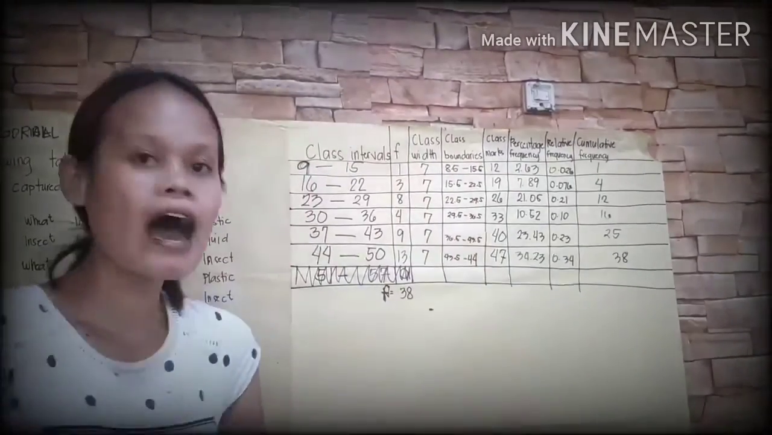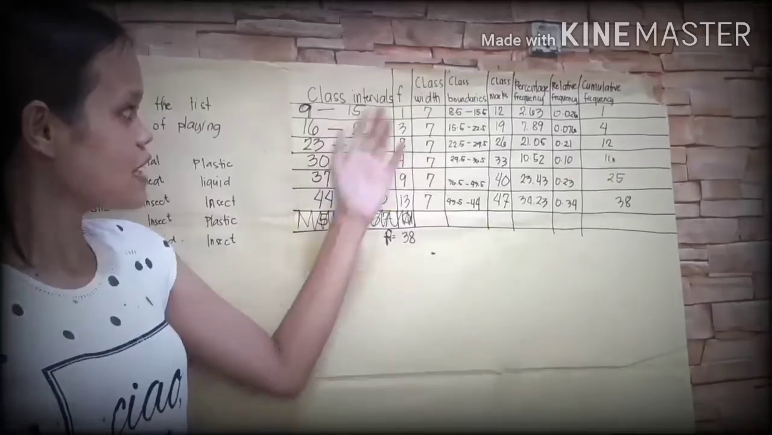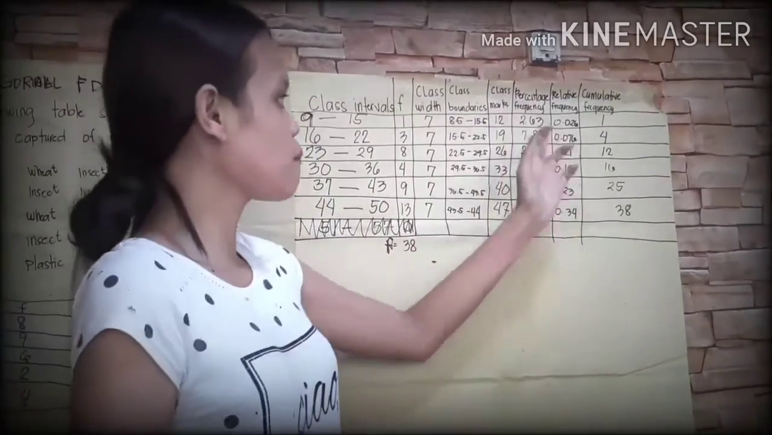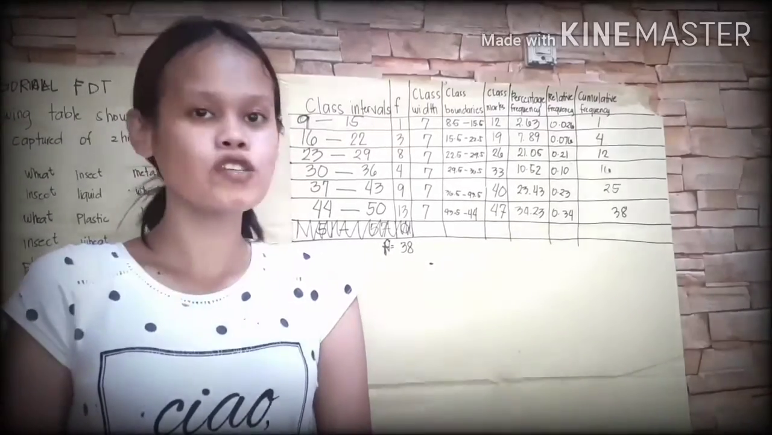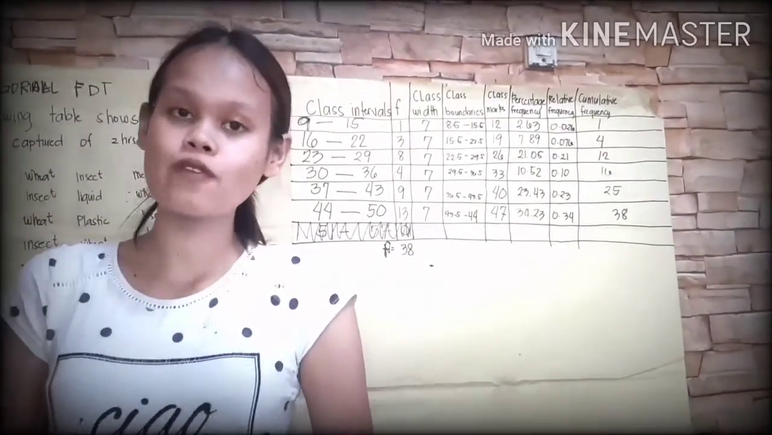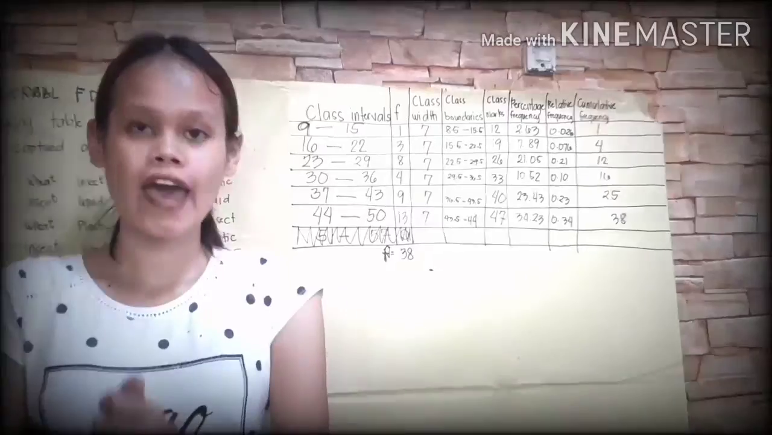So that's it. That's how you're going to solve the class intervals, the frequency, class width, class boundaries, class marks, percentage frequency, relative frequency, and cumulative frequency. It's very easy. You can really solve it if you just analyze it. So that's it. And now let's proceed to the grouped frequency distribution table, the last type of FDT.